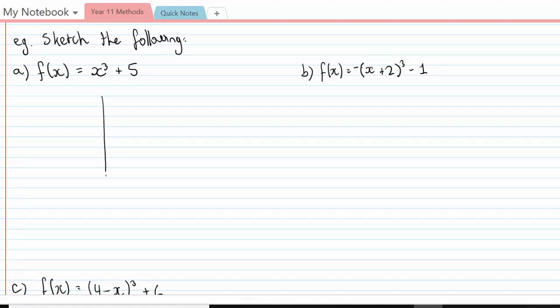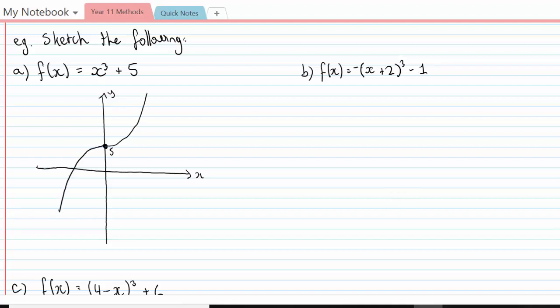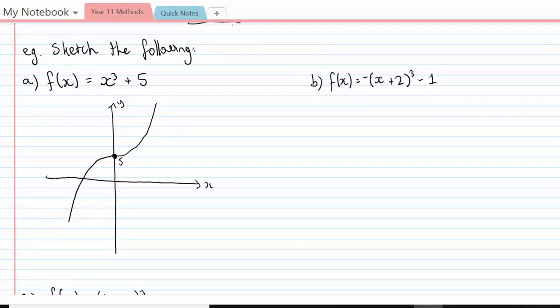To sketch that out, I'll just draw my axes. And then we know that it's going to have the stationary point there. It's gone up 5 units. And I know it needs to have this shape. Now we could also calculate the x-intercept because clearly we have one.